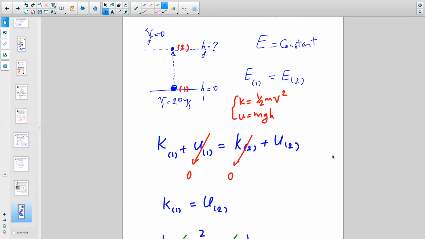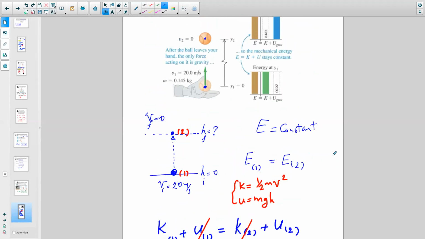So the reason that I said E was constant is because there was no non-conservative force. We did not have friction. We did not have air resistance. All the forces were related to conservative forces like mg that you can see here.